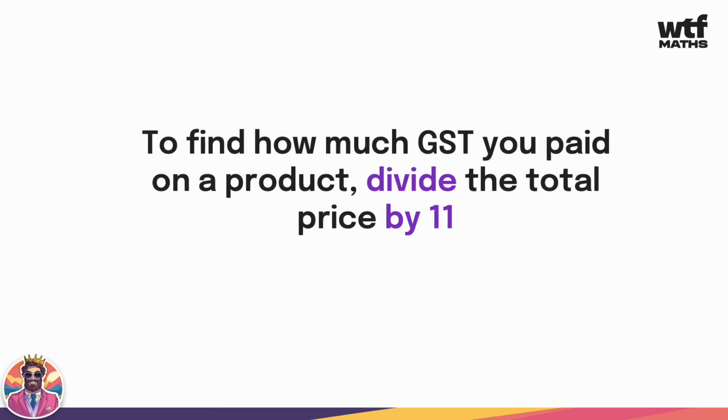If you want to find out how much GST you've paid on a product, all you need to do is divide the total by 11. Seems a bit weird, but it works. All you need to do is divide the total price that you pay by 11, and that's how much GST is going to the government.